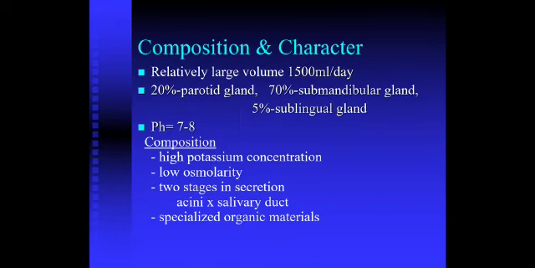The composition and character. It is a relatively large volume of around 1.2 to 1.5 liters per 24 hours. 20% of the secretion is from the parotid gland, 70% is from the submandibular gland, and 5% from the sublingual gland. The pH is 7 to 8.